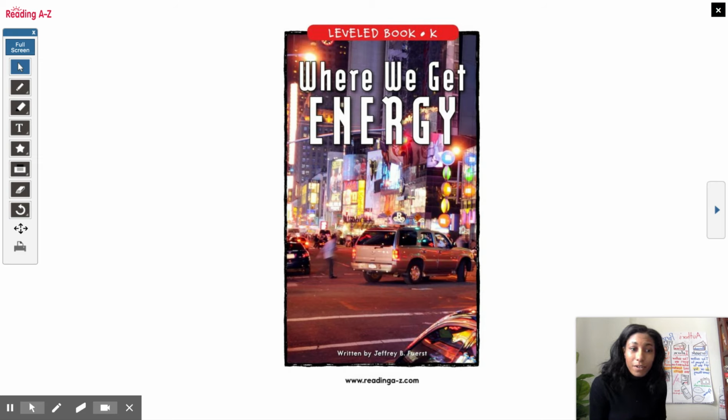One easy way for us to find out if the author's purpose is to inform is if we see nonfiction text features. So we might see a table of contents, headings, captions, labels, a glossary, bold words, any kind of nonfiction text feature to help us realize that the author is trying to inform us of something by teaching us facts.